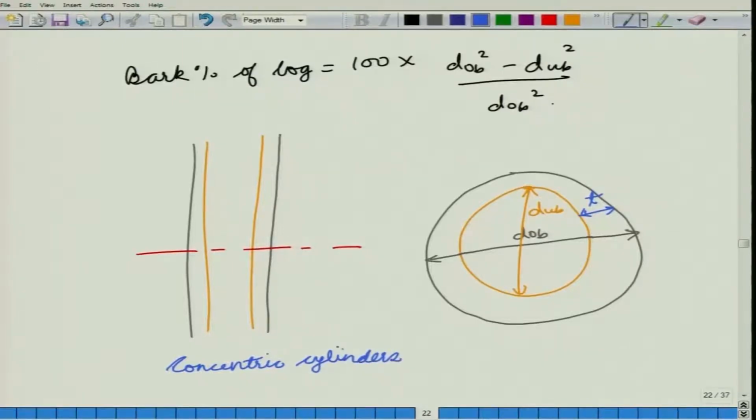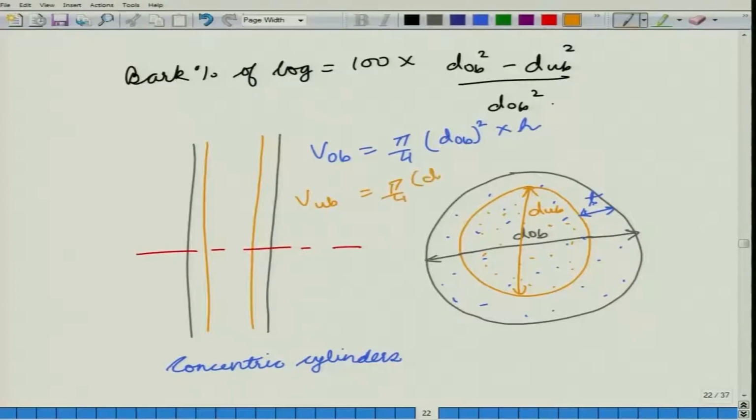If it were some other form, we would just have to multiply it by the form factor. So, now if we consider this situation, what is the volume over bark? Volume over bark is given by pi by 4 DOB square multiplied by the height. So, it is this volume. What is the volume under bark? When we talk about volume under bark, we are talking about this volume. So, this is equal to pi by 4 DUB square multiplied by the height.